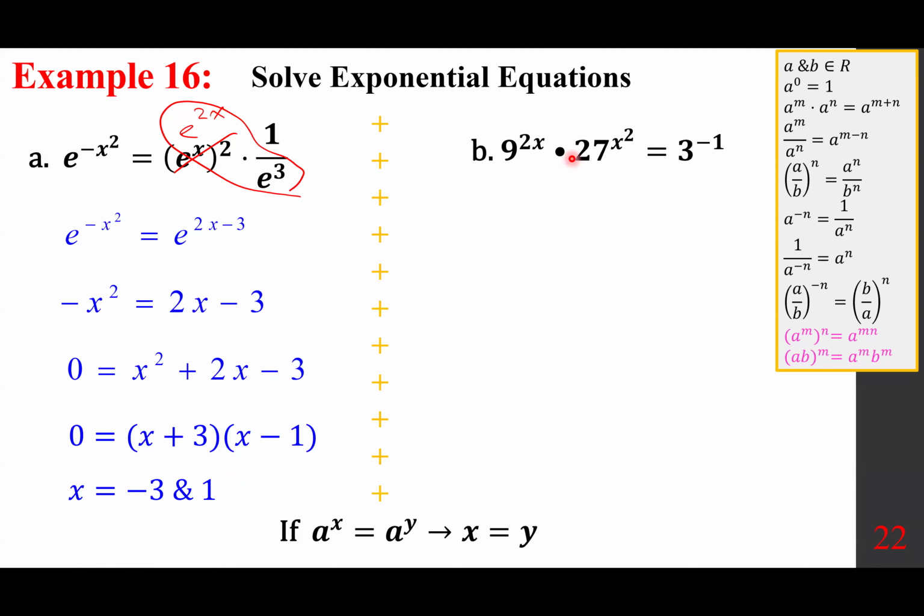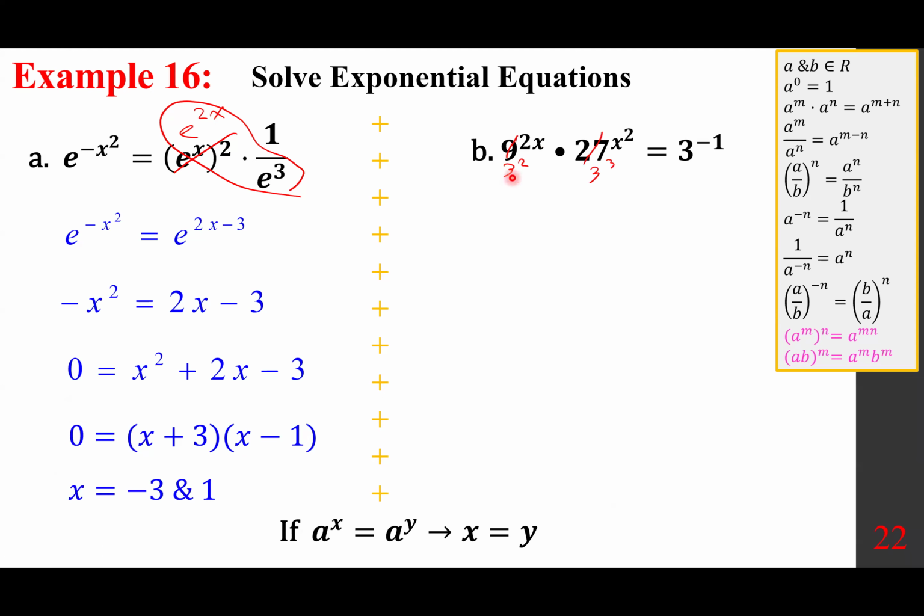Nine to the power of 2x times 27 to the power of x squared equals 3 to the power of minus 1. And we want to use that. So can we come up with the same base? This one has base 3. So 9 we can change to 3 squared to the power of 2x. And this is 3 cubed to the power of x squared.